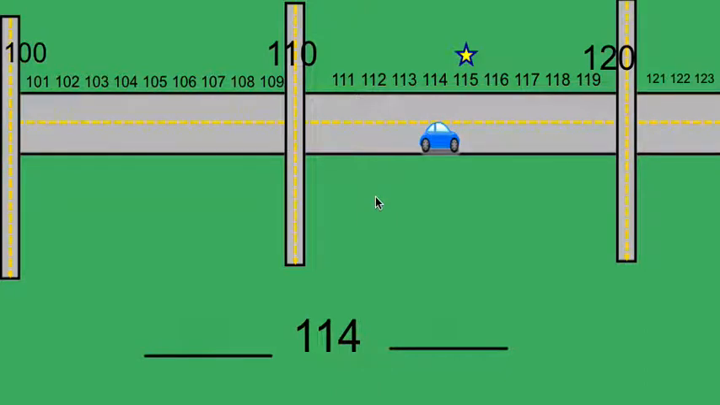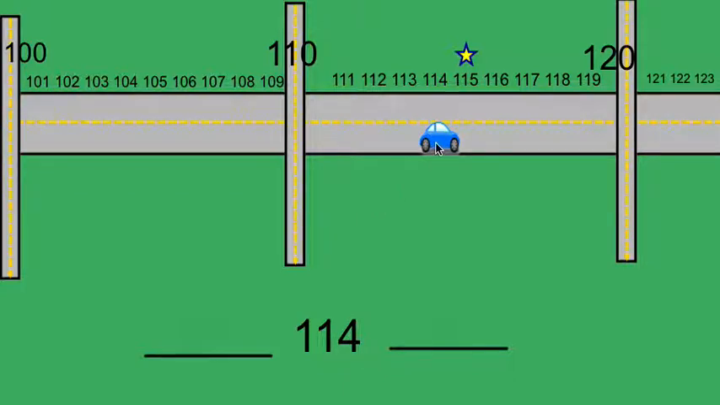Here we are on the rounding roadway again. This time we're rounding a 3-digit number to the nearest 10. As we counted in class, tens are 10, 20, 30, 40, 50, 60, 70, 80, 90, but 100 is still a 10 because it's 10 tens. 110 is actually 11 tens. So you have 120, 130, 140, and they go like that.